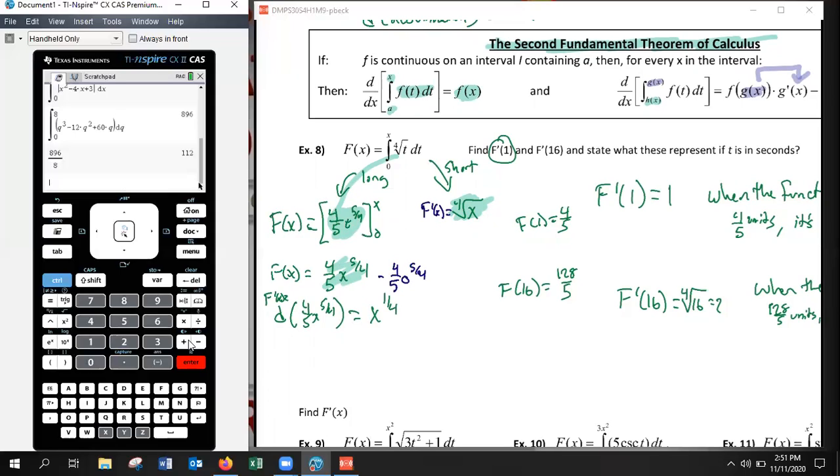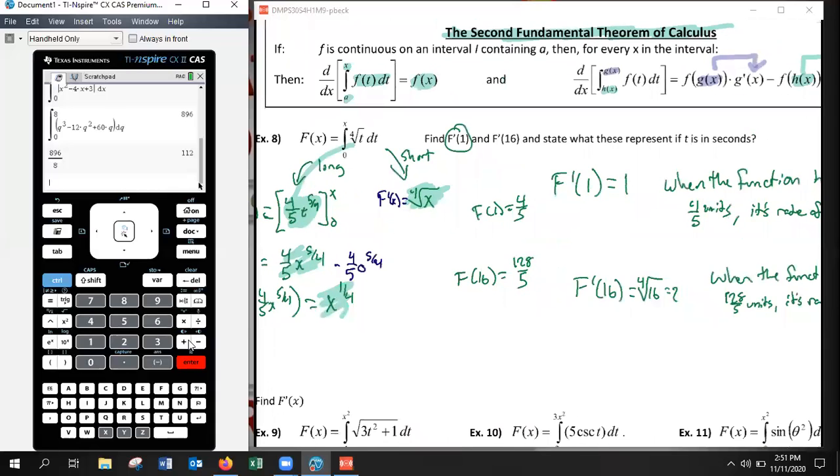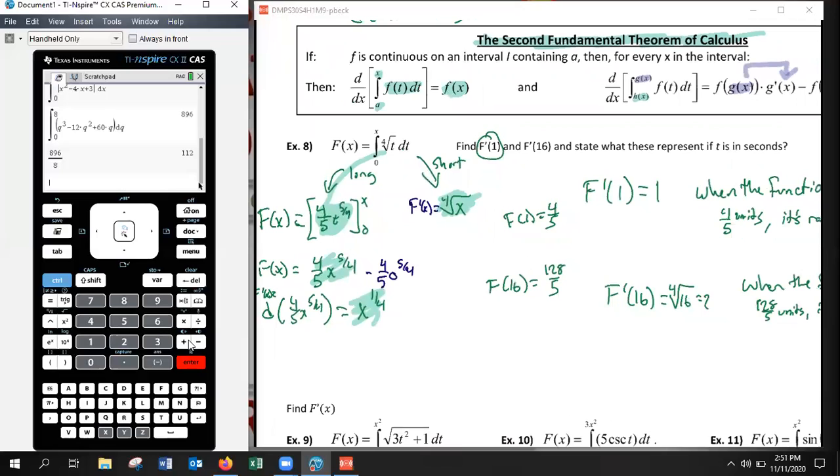And then if I want to take the derivative of it, the derivative of it is once again x to the 1/4 power. So that's the long approach. Now, what is f prime of 1? I went ahead and found f prime of x right here. F prime of 1, just plugging in 1, is still 1.